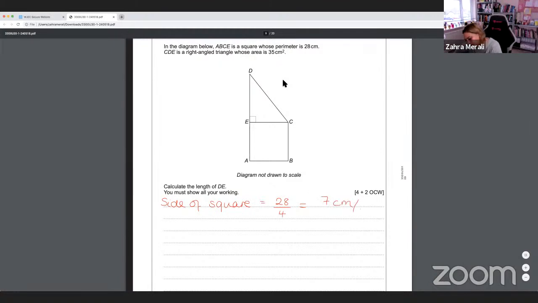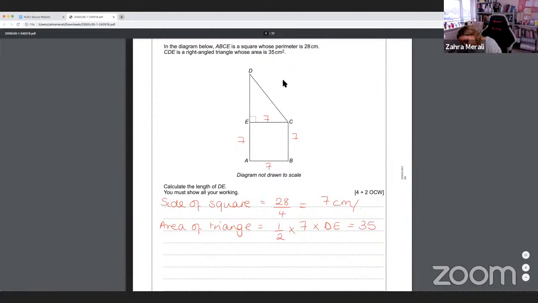Okay. Then it tells you CDE is a right angle, perfect. And the whole area is 35. So we know that the area of a triangle is half the base. So we've got 7, 7, 7, 7. So it's going to be half times 7 times the height, which is DE, which is what we're trying to find, equals 35.